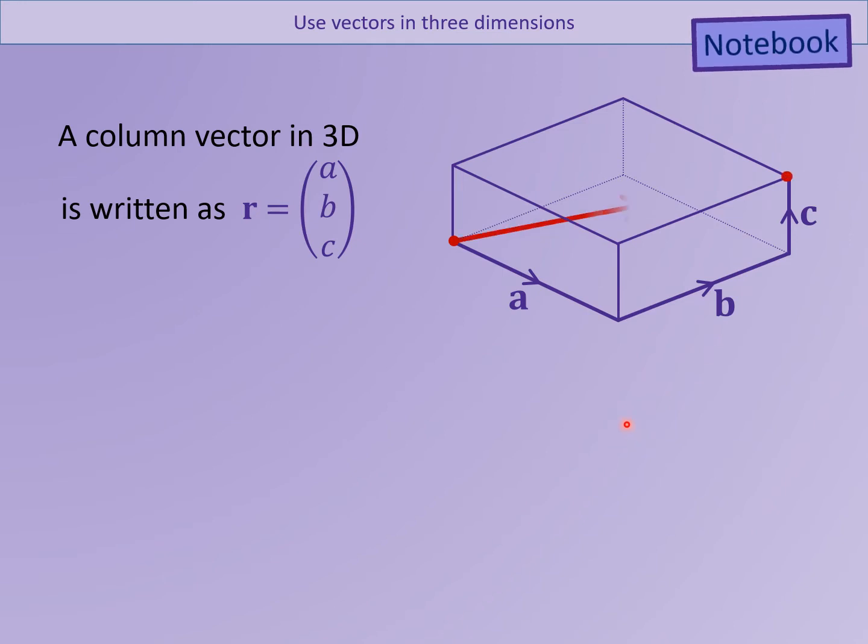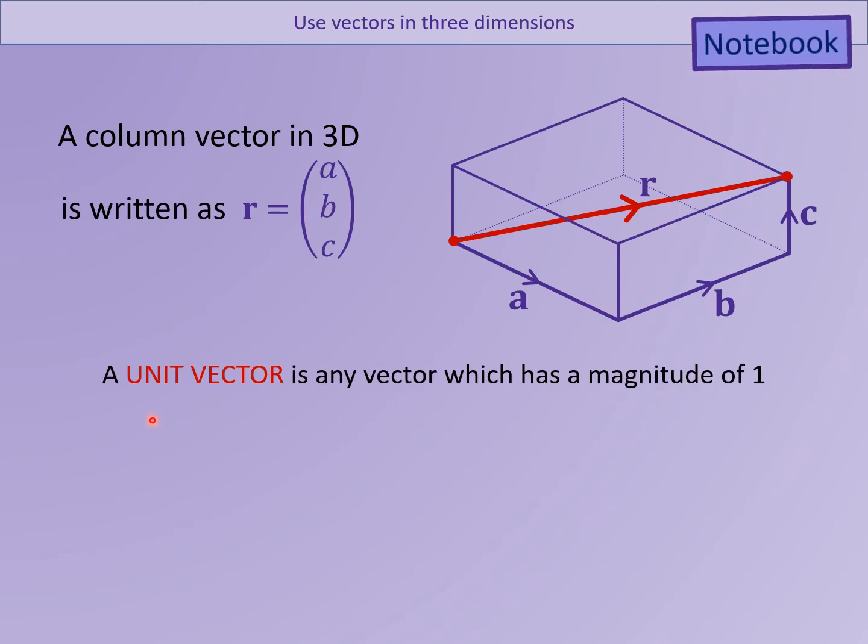Okay, so the first thing we want to make sure of is understanding what we mean by a unit vector. So the unit vector is any vector that has a magnitude of 1. You would have done that last year as well. You'd understand what a magnitude is, and you'd understand that a unit vector is any vector that has a magnitude of 1.